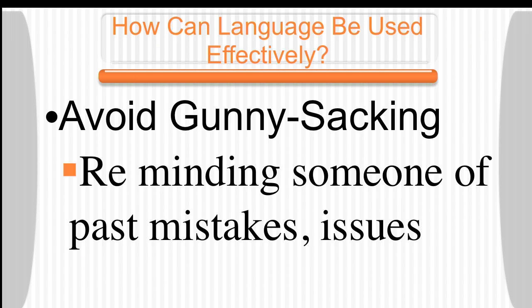A last point about effective use of language: avoid gunny sacking. Gunny sacking is reminding someone of past mistakes or issues. Gunny sacking is another example of poison in relational conversations.